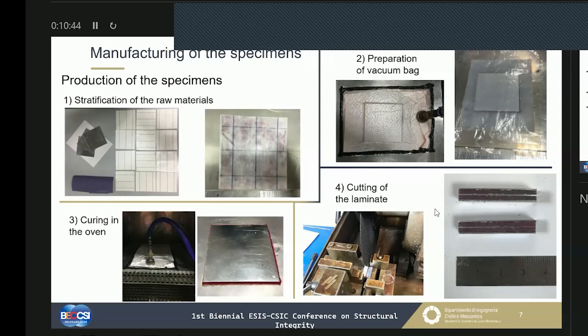The vacuum was also maintained during the curing in the oven. This material was cured in the oven for 2 hours at more or less 130 Celsius. And finally we obtained a big laminate. This laminate was cut by using a diamond disc saw, and so we obtained the small specimens that I introduced before.